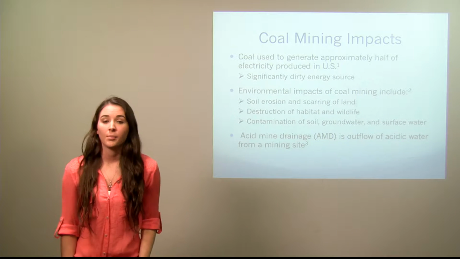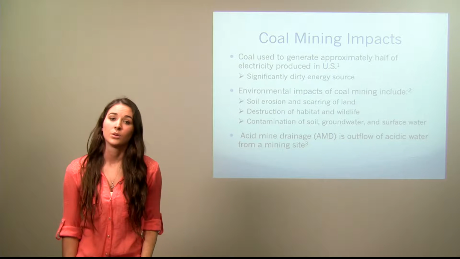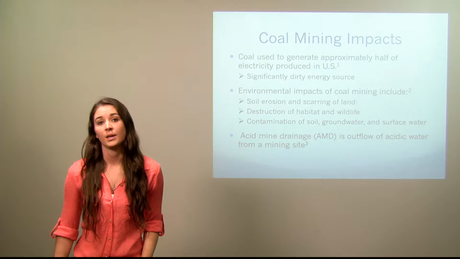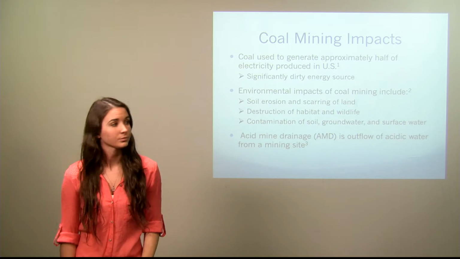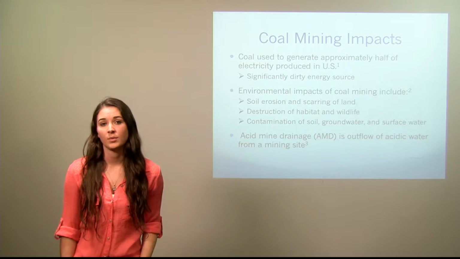Coal is used to generate approximately half of the electricity produced in the United States. Coal is a very dirty energy source, from the mining to the cleaning, burning, and the disposal of waste products. Coal mining has several negative impacts on the environment.